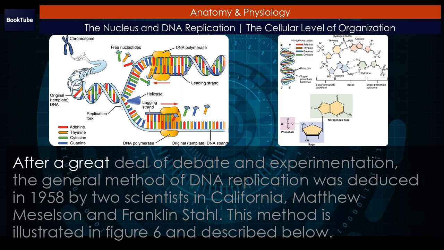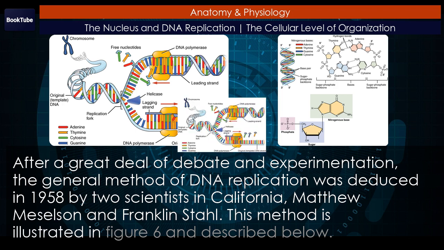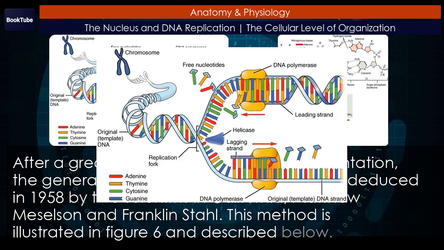After a great deal of debate and experimentation, the general method of DNA replication was deduced in 1958 by two scientists in California, Matthew Meselson and Franklin Stahl. This method is illustrated in Figure 6 and described below.